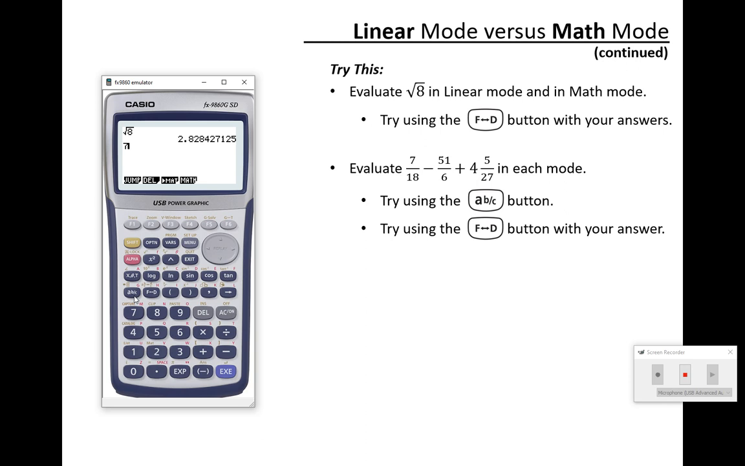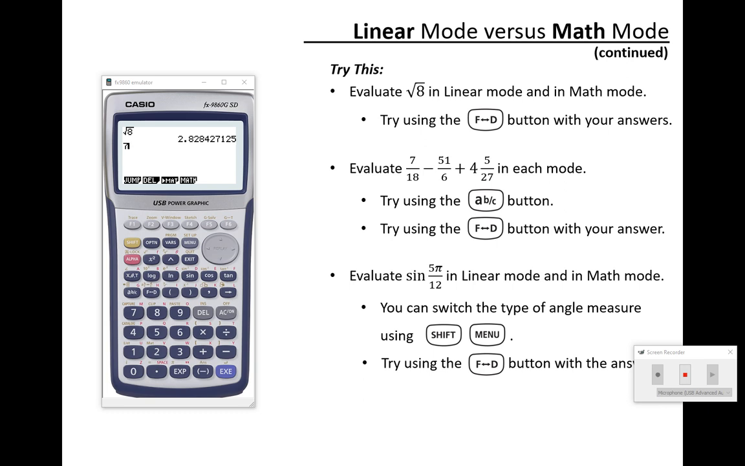So that FD button, is that like how we switch between math and linear mode? No, just to switch the answer over to decimal. Literally go, well, I'm rounding here. I need 2 decimal places. So then you'd hit that button to get out of that. But it doesn't actually switch the mode. You've got to go back into setup and hit that F1 or F2 to switch over. Okay?